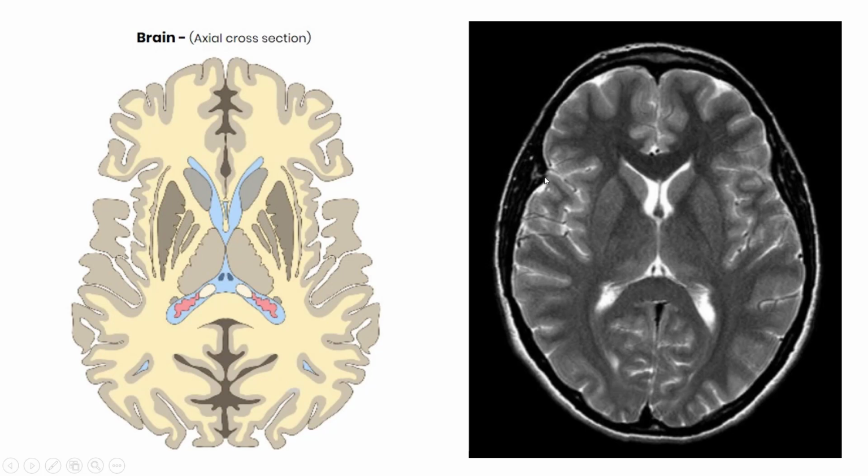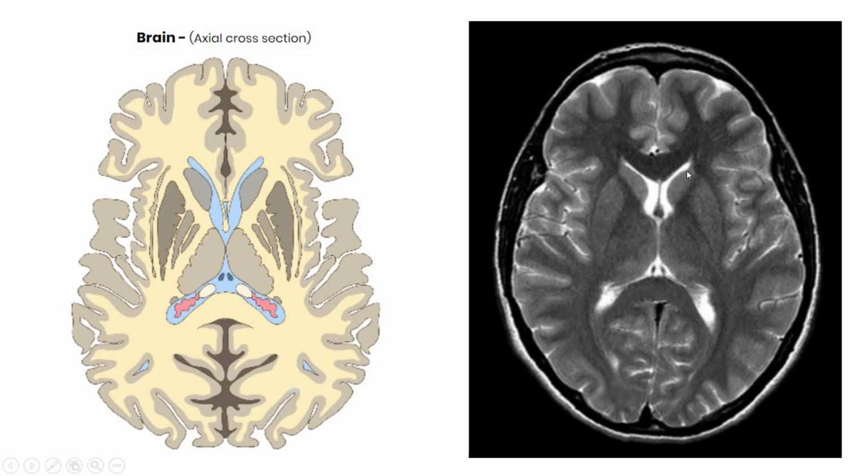You can see the genu of the corpus callosum here, but you don't see it on this illustration from e-anatomy. So here is the genu of the corpus callosum and the splenium of the corpus callosum. You have the lateral ventricles here, the left lateral ventricle, anterior horn, the third ventricle, and the posterior horn, or the occipital or posterior horn.